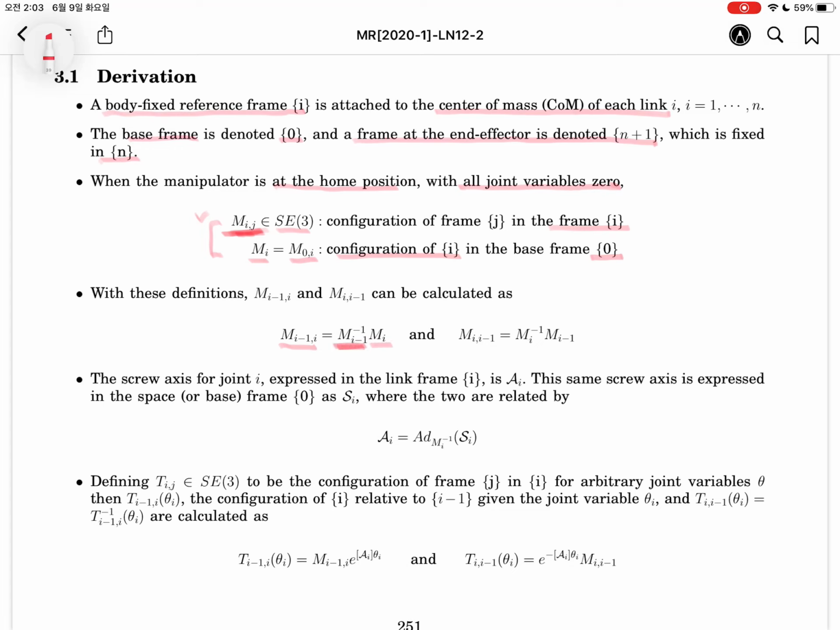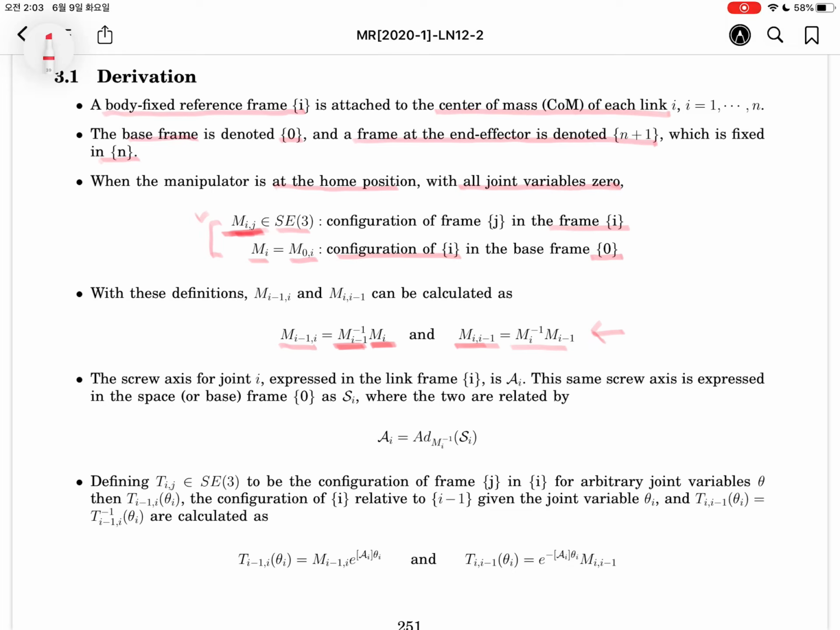This matrix will change the coordinate i minus 1 into the space frame 0, and then it will go through from 0 to i. On the other hand, i minus 1 actually implies the computation of the i minus 1 frame in terms of the i frame, which can be obtained by the inverse one. It is all the time a constant matrix because every joint variable is set as zero.